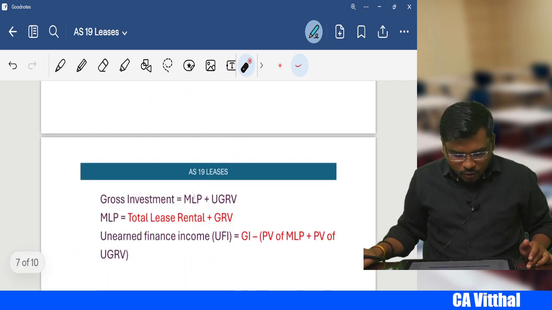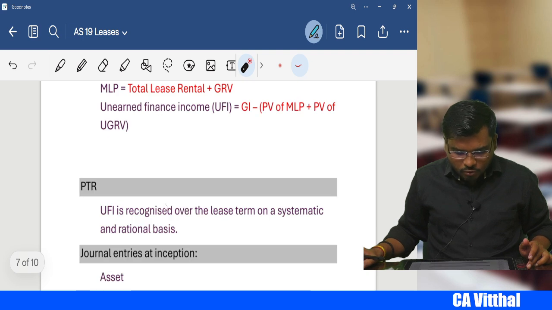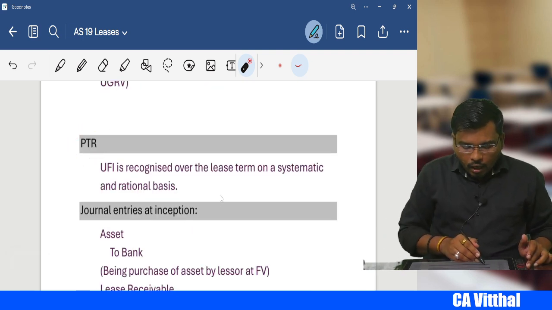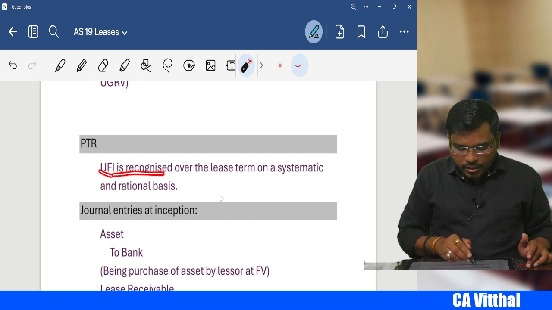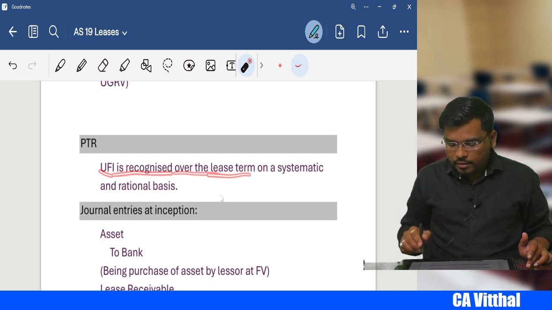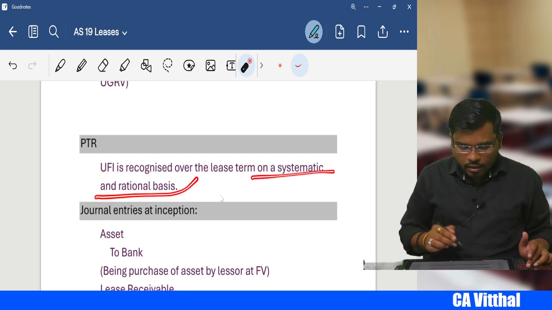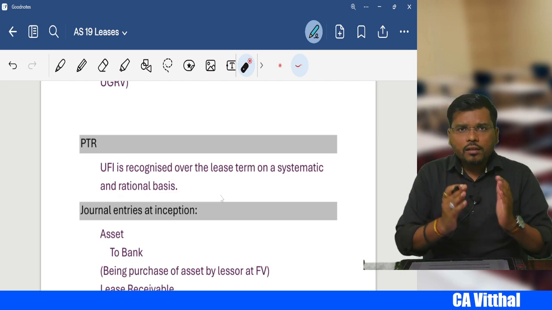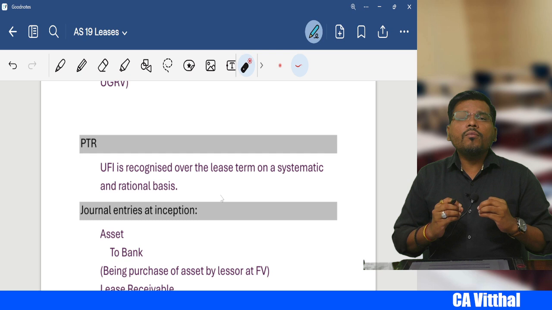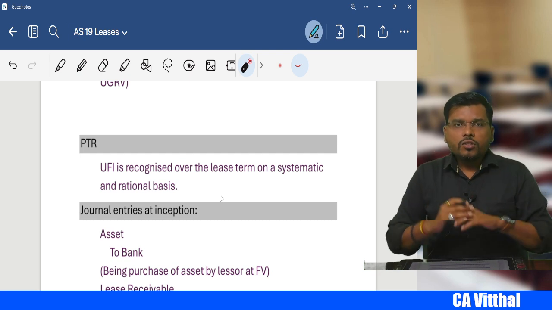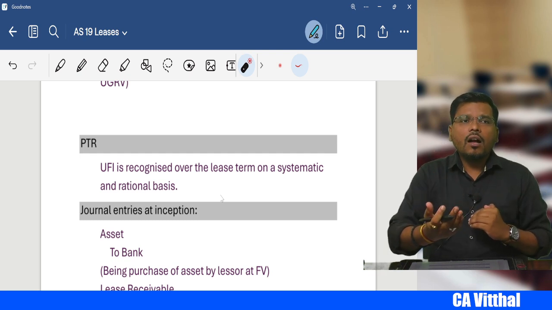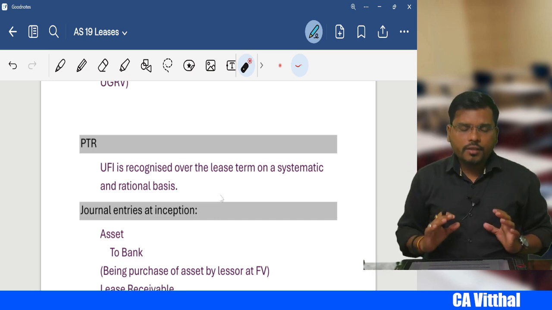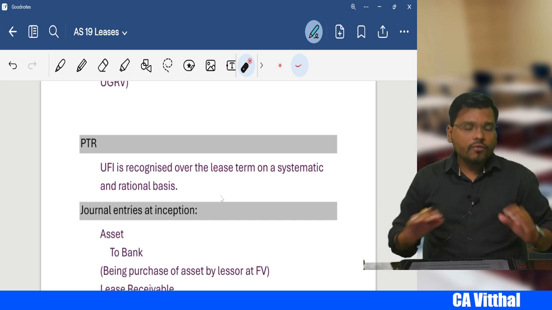Next, my dear student, that is point 2. Remember, unearned finance income is recognized over the lease term on a systematic and rational basis, because the unearned finance income is the income of the lessor. So the lessor should record that over the lease period or on a rational basis, whichever is more convenient for him.